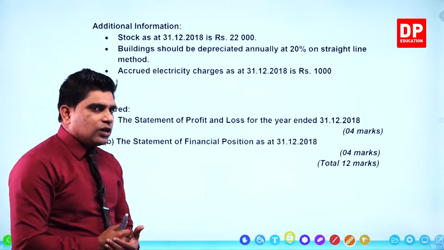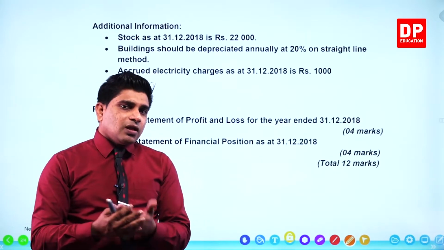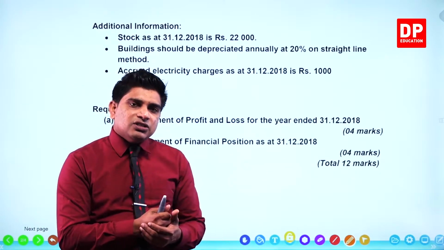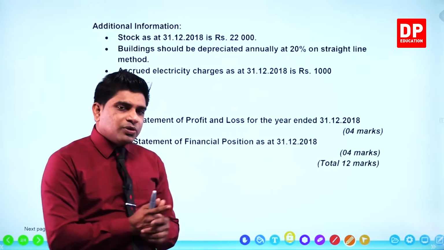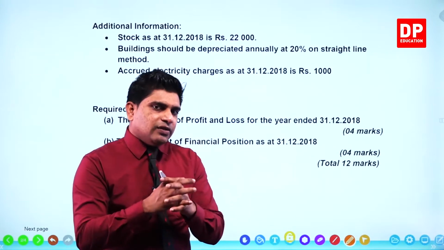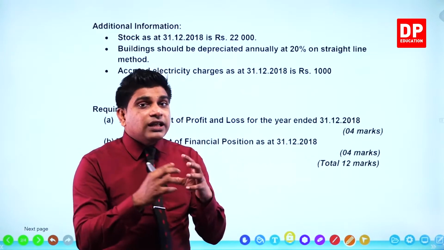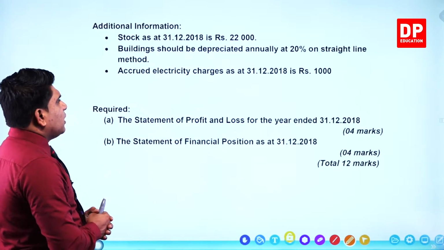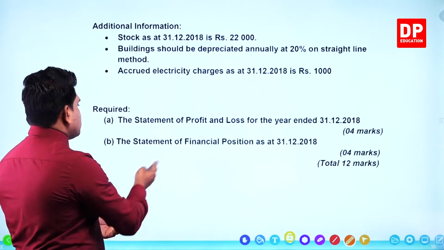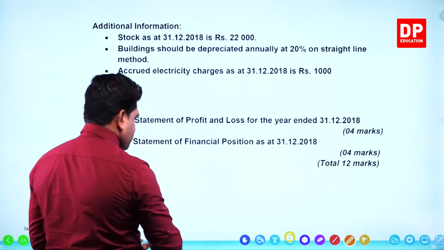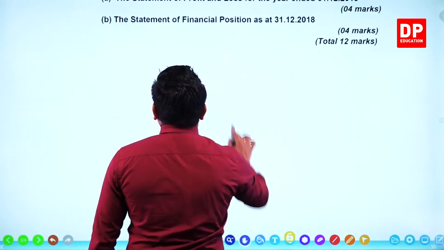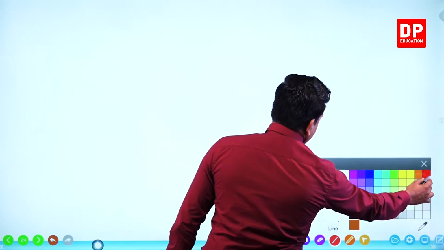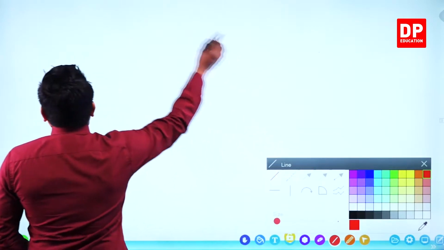Accrued electricity charges: all payable expenses are to be added to the relevant expense given in the trial balance. So you have to add this 1,000 rupees to the given electricity. After that, you write the final value under administration expense, and only the accrued payable value under current liability. Now it's time to do the question. They expect a profit and loss statement and a statement of financial position. First we draw the profit and loss statement.